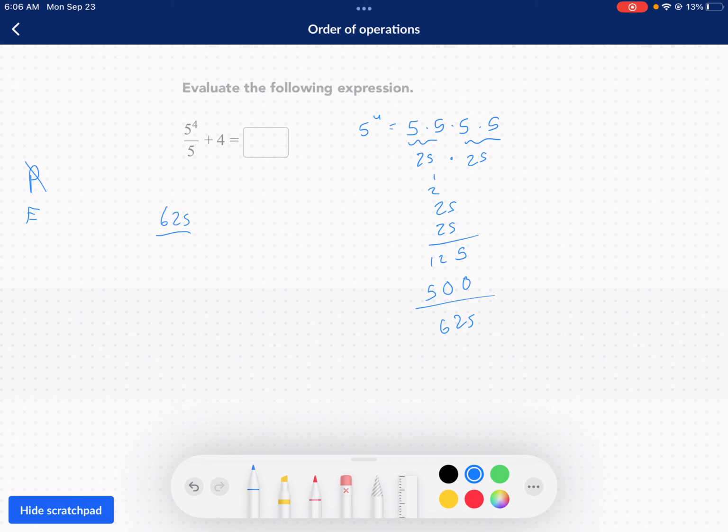And then we have this fraction here. All I did was the exponents. I rewrote the whole problem just with the exponents. Now, we're done with exponents. Do we have multiplication or division?